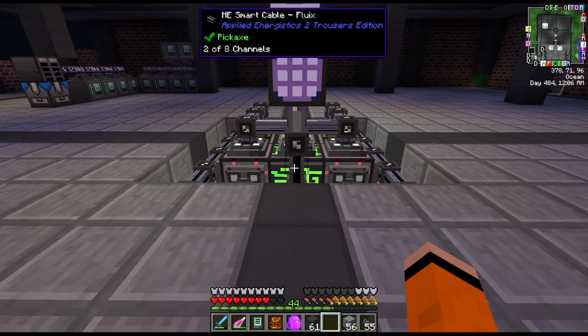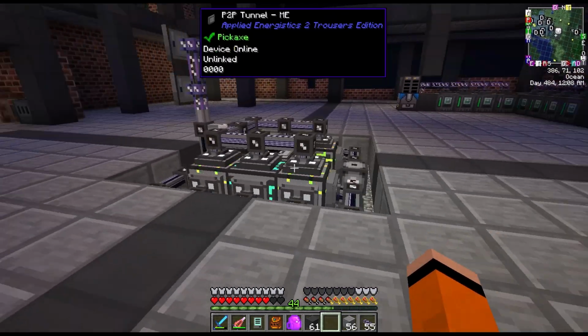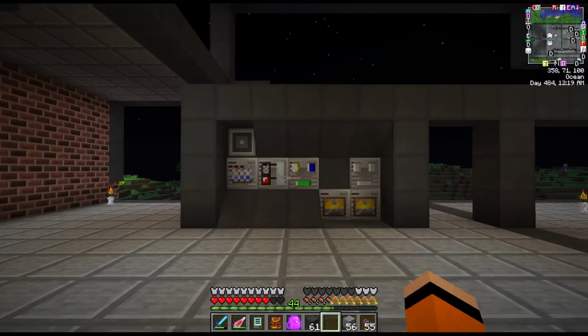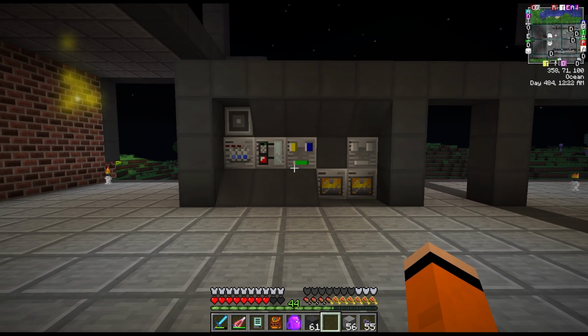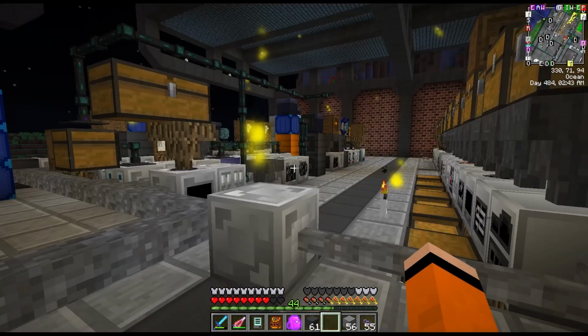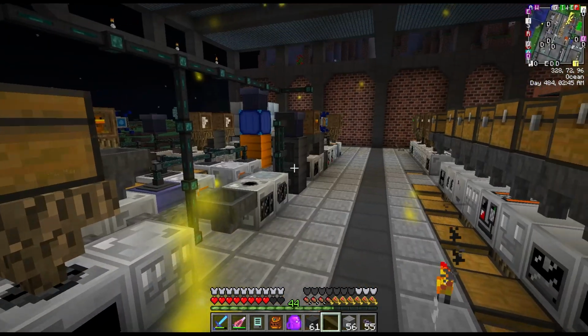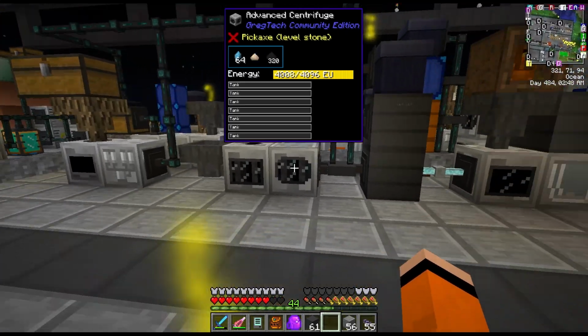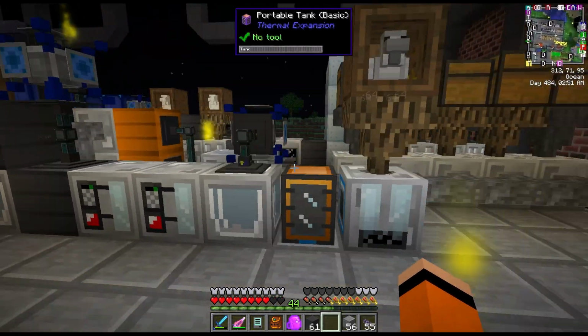Last episode we set up our P2P system with our ME controllers. We also set up our polyethylene and polyvinyl chloride setups again, which was previously over there. So we're actually almost at the point where we can tear all of these machines out. The next setup I'd like to figure out here is the epoxy setup.